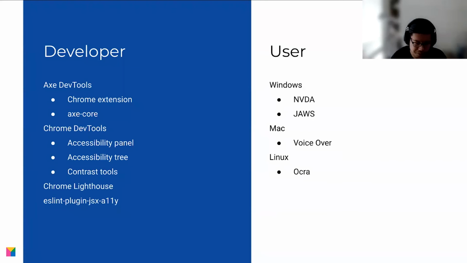Chrome DevTools, they've added more and more pretty much every year in terms of accessibility. They have an accessibility panel specifically to understand what you're doing on your page and what's there. They also have the accessibility tree, which is how screen readers navigate your site. And they also have contrast tools to help you better understand whether or not you're passing that requirement.